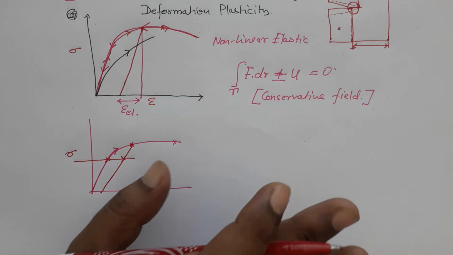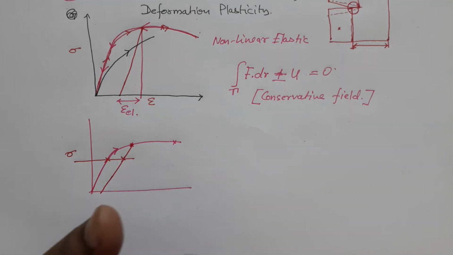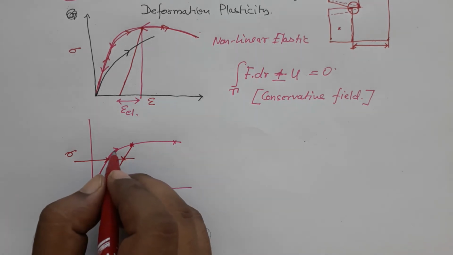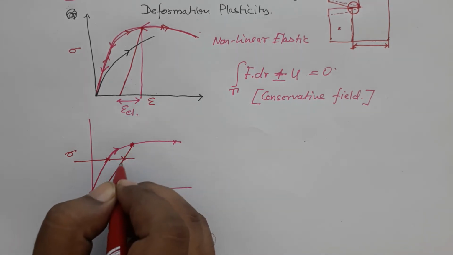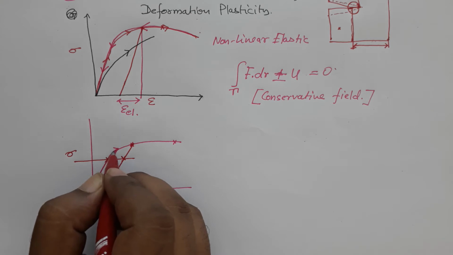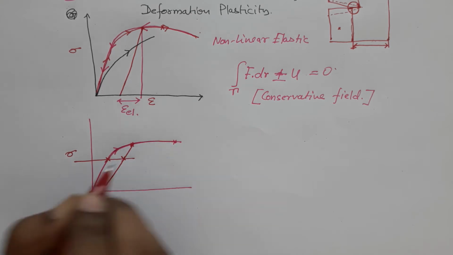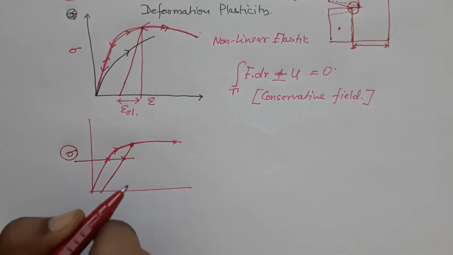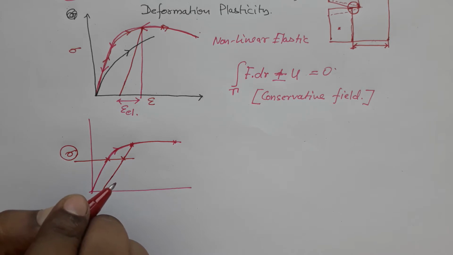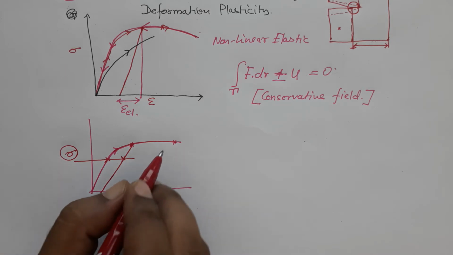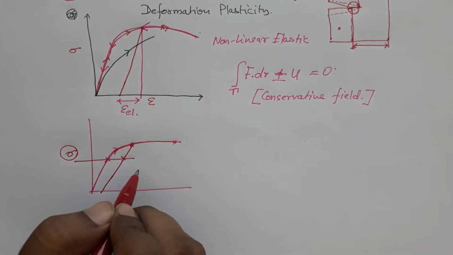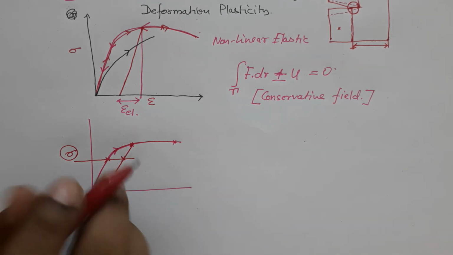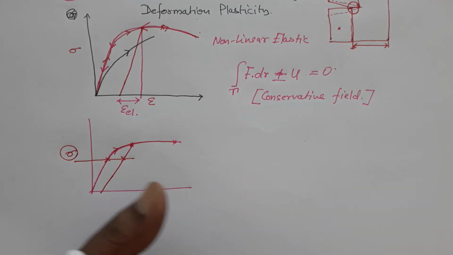In plastic deformation, partially true. You can apply J integral in plastic deformation if you are not coming back, if you are not unloading. If you are just going in this direction, you are still in a conservative field. So for each stress value, you have one value of strain, right? So J integral is valid. As soon as there is an unloading, you have a problem. You have a non-conservative field. You have two values for one stress value, two strain values.